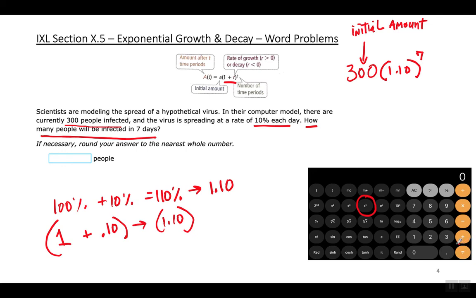Hit the equal button. Now hit the times button. And now enter 300, and hit equals. And your answer, they want you to round to the nearest whole number. So your answer would be 585. 585 people are infected.